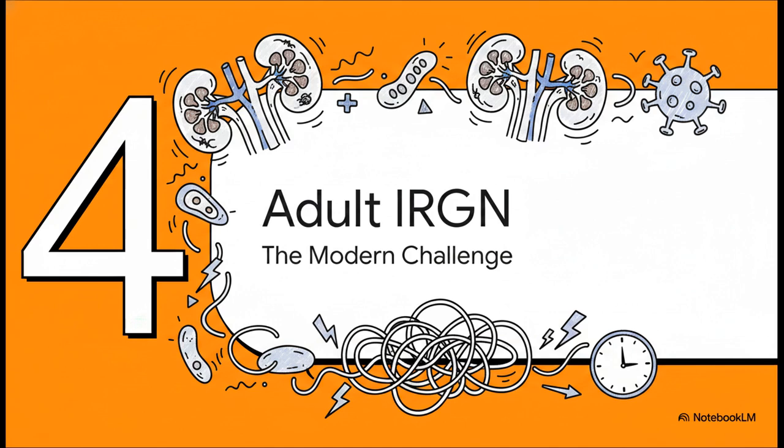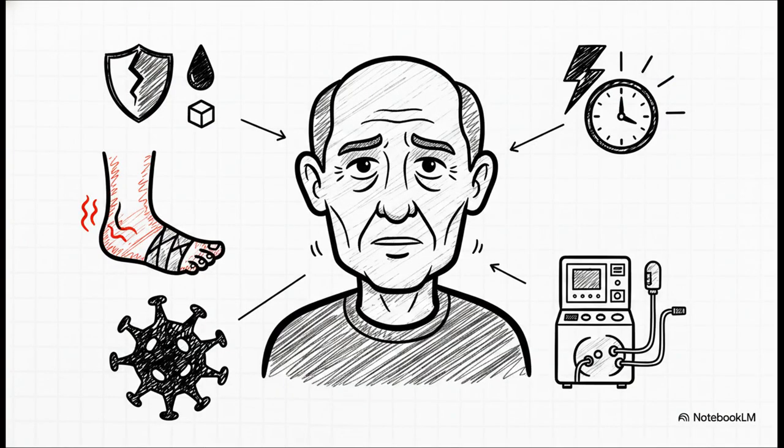Okay, let's pivot now and talk about our second disease, adult infection-related glomerulonephritis. And I want to be clear, this is a much more complicated, much more severe clinical problem. It's a real modern challenge for us in nephrology. So the patient here couldn't be more different. We're talking about an adult with a compromised immune system, very often a man with diabetes who has an infection somewhere, like a cellulitis on his foot.